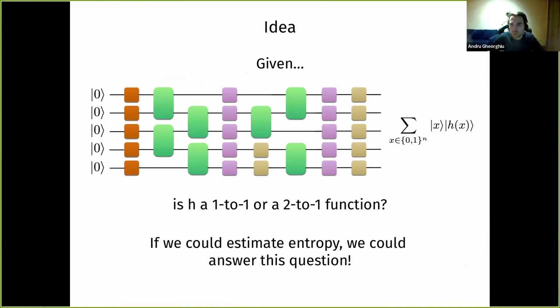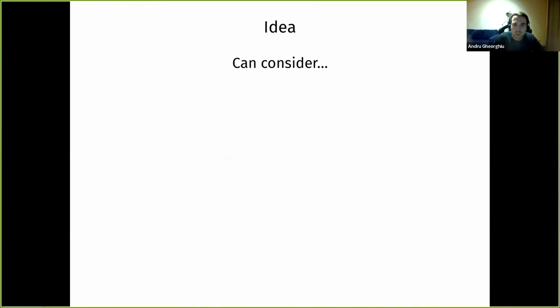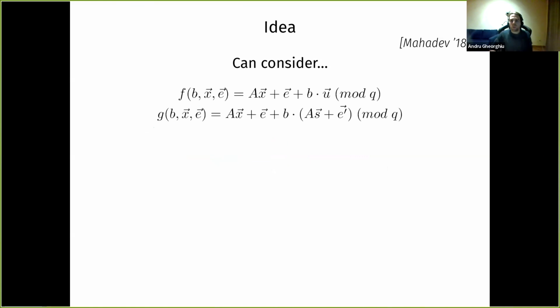So as I said, if we could estimate entropy, then we could answer this question. If there were an efficient algorithm for estimating entropy, then you could also efficiently solve this problem by just seeing if the entropy is closer to n or n-1. So then what we'd like to do is to come up with a way to implement these functions so that distinguishing whether we have a 1-to-1 or a 2-to-1 function is hard. So that's what we'll do now.